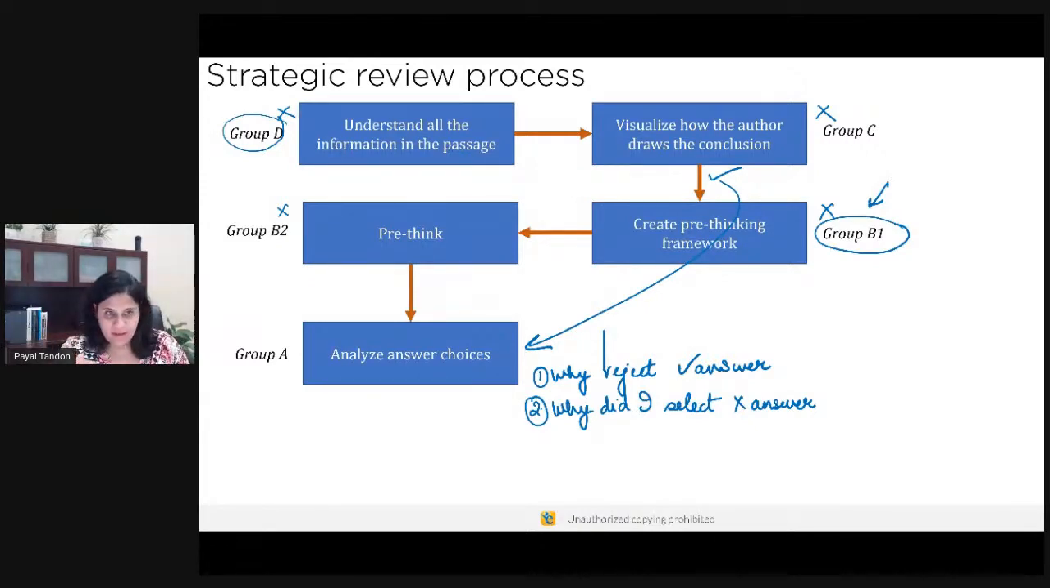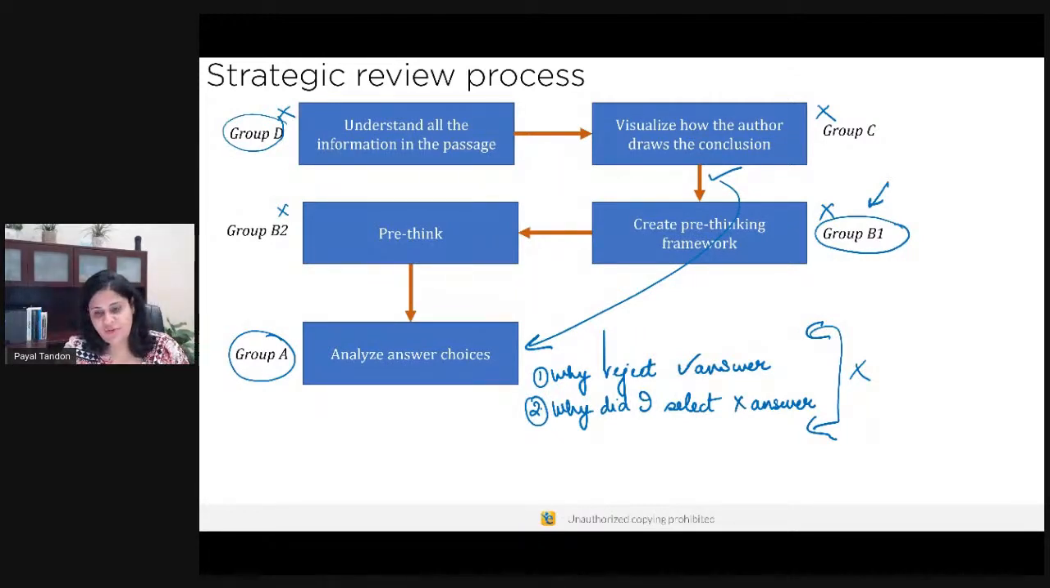You've done pre-thinking. You understood the passage really well, but you still made a mistake. Why did you do that? Understanding that is very, very important. The other important thing is that there is no point in doing this analysis if you didn't even do pre-thinking. So if you belong in group B1 or B2 or D or C, there is no point in doing this analysis. You need to do this analysis only if you know that you've done all the preceding steps absolutely correctly. Okay, does this make sense?